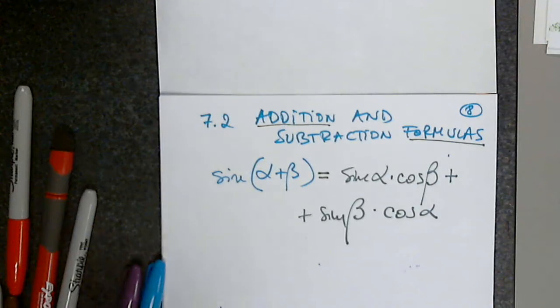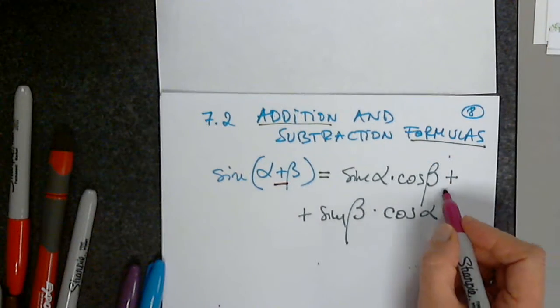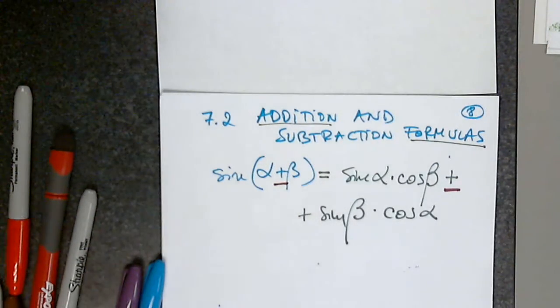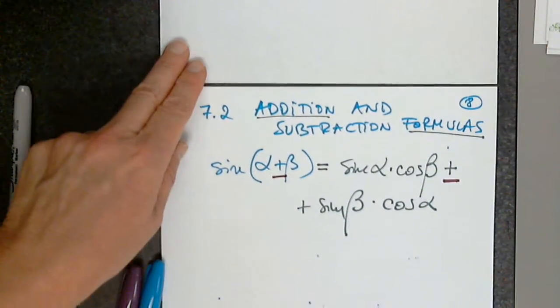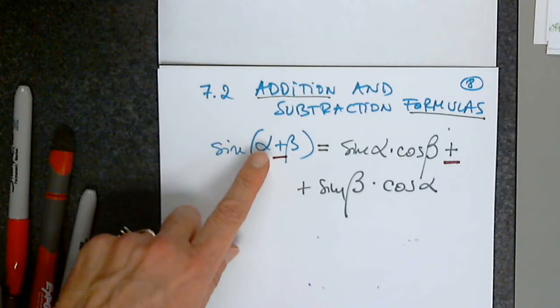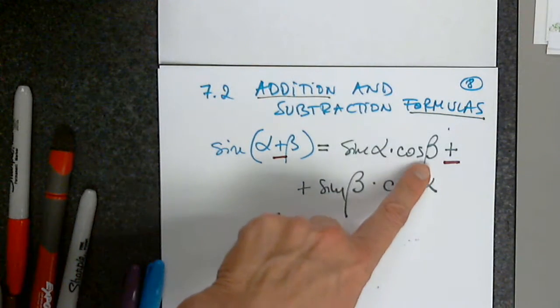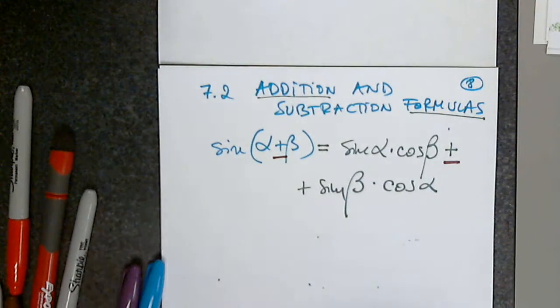Now if I have minus here, I'm going to have minus here. So for the subtraction formula for sine, sine of alpha minus beta equals sine alpha cosine beta minus sine beta cosine alpha.